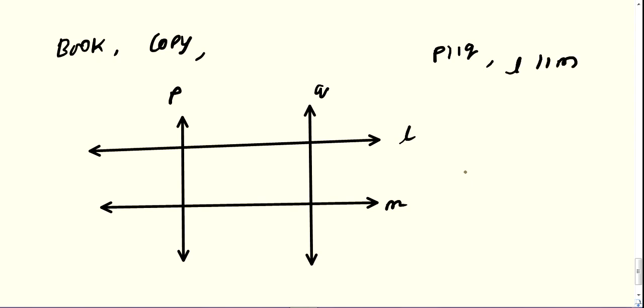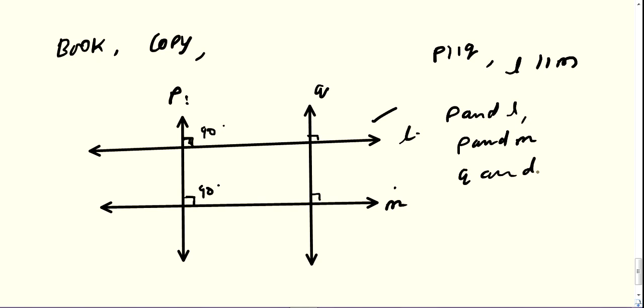Then name the pairs of mutually perpendicular lines. This angle is 90 degree, and this angle is also 90 degree, this angle is 90, and this one is also 90. So the mutually perpendicular lines are P and L, then P and M, because line P makes an angle of 90 degree with line L and also with line M. So Q and L, Q and M.